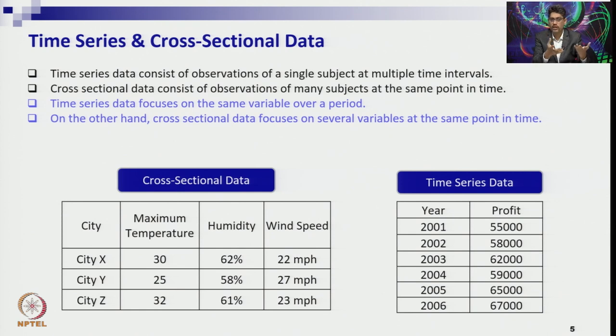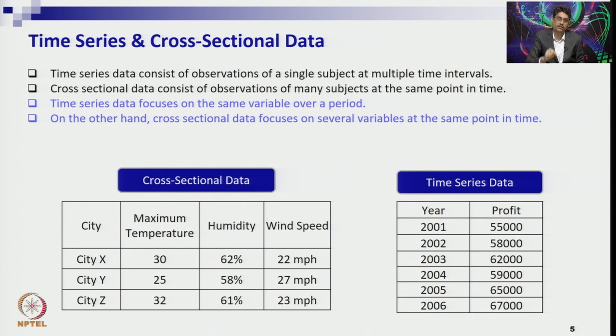And maybe one variable, maybe many variables, like you can see here in this example, humidity, wind speed. There might be many more examples where many variables will be there, and you are collecting data for them from different demographic locations, at the same time period.